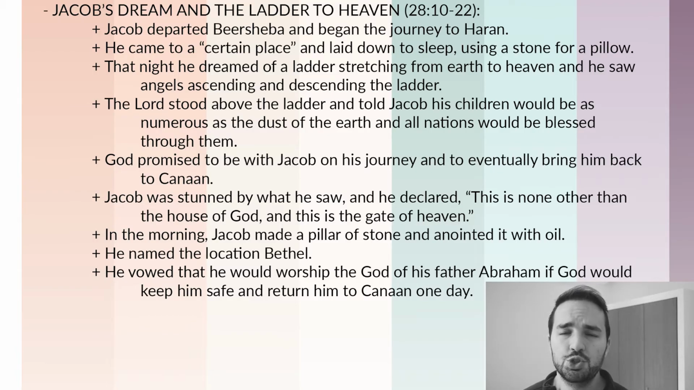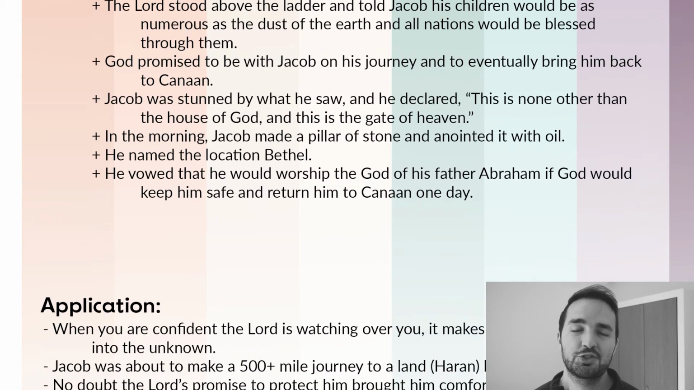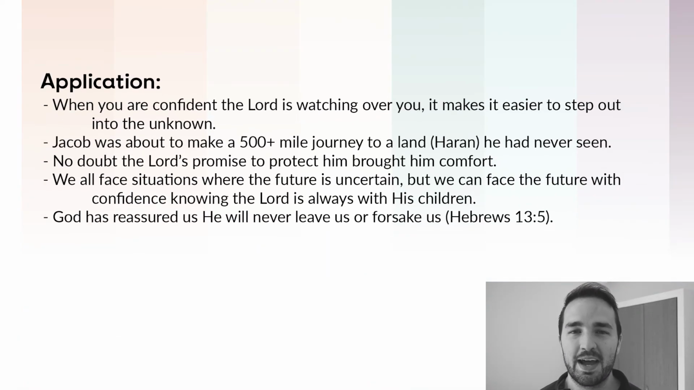So in the morning, Jacob got up and he erected a pillar of stone and he anointed it with oil, and he named the location Bethel. And he vowed that he would worship the God of his father Abraham if God would keep him safe on his way up to Haran and then bring him back to Canaan one day. That's Genesis chapter 28. Now let's finish up with our application.